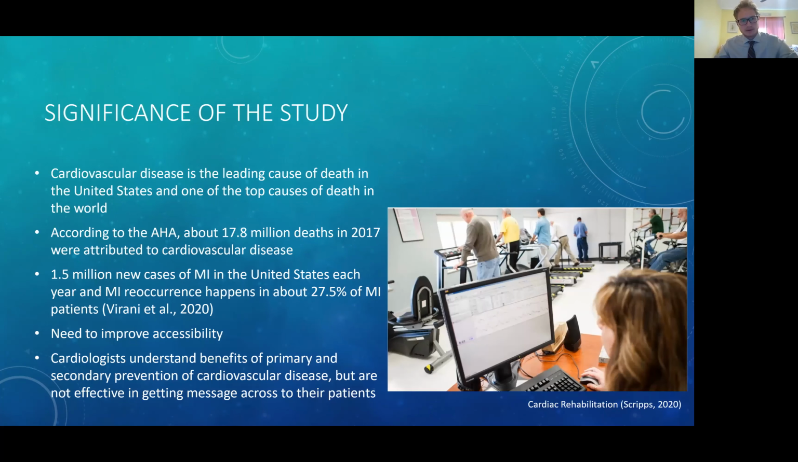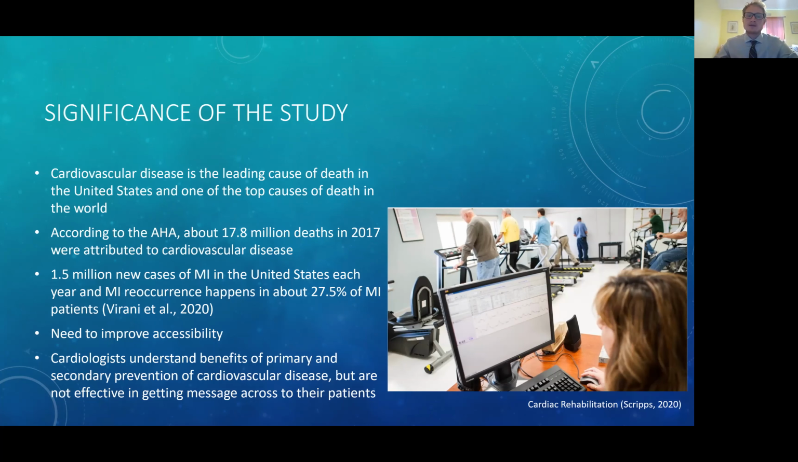So why is this important? Cardiovascular disease is the leading cause of death in the United States and one of the top causes of death in the world. According to the American Heart Association, about 17.8 million deaths in 2017 were attributed to cardiovascular disease. For MI patients in the United States, there were 1.5 million new cases each year. And the reoccurrence in these patients is 27.5%.